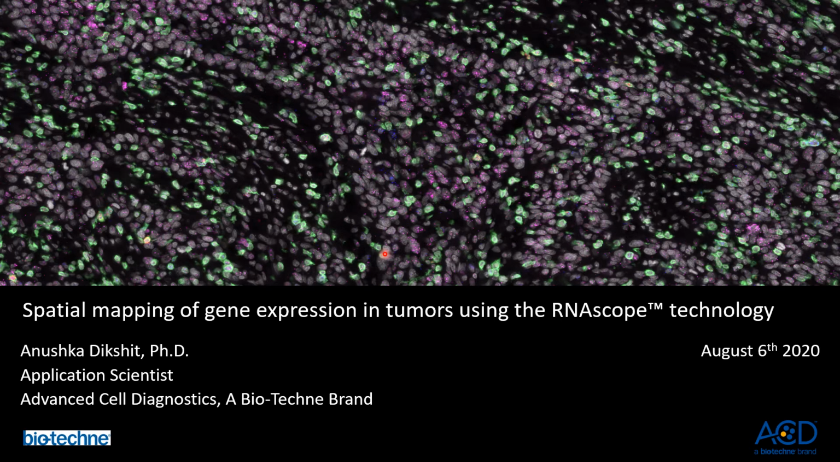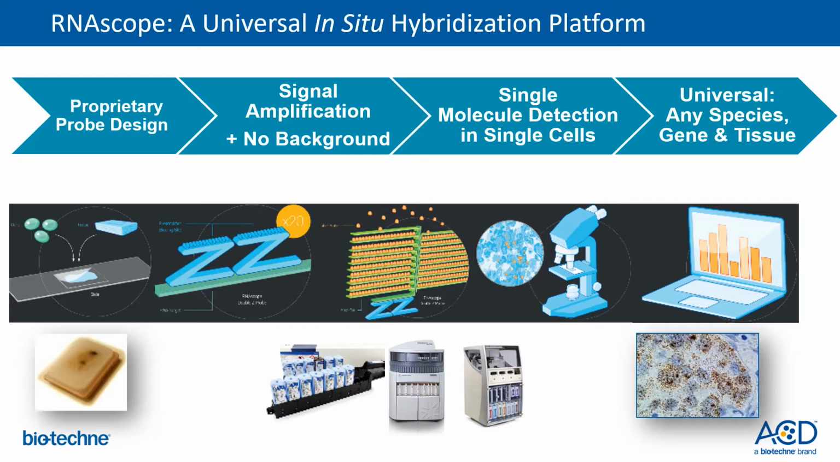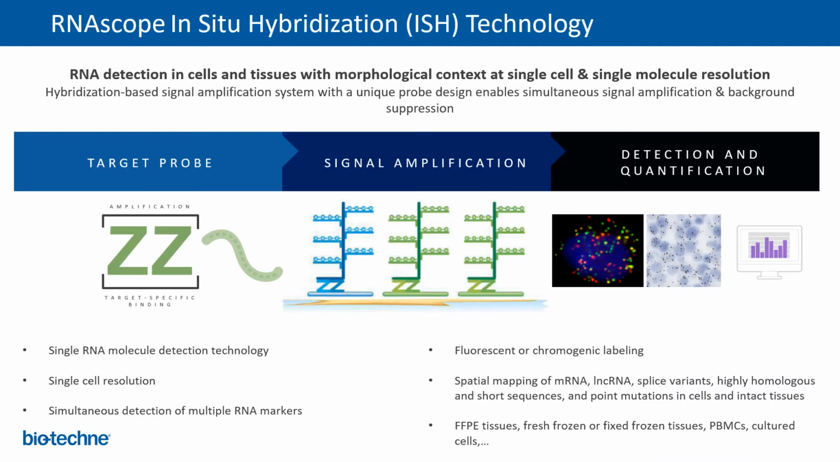Today I'll be talking about a revolutionary in situ hybridization assay that allows for specific spatial mapping of gene expression in heterogeneous tissues like tumors. For those of you who are not familiar with the RNAscope technology, we are an in situ hybridization platform that was specifically designed to overcome some of the traditional limitations of an ISH assay while still providing high specificity and sensitivity of detection. Our assay was specifically designed to provide specific detection of target gene expression in tissues and cells.